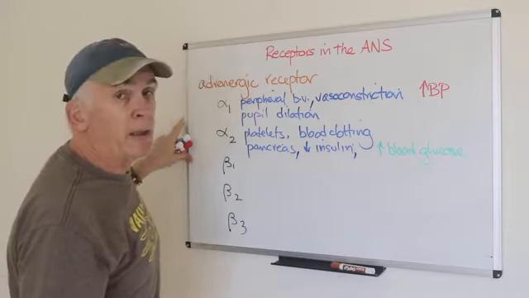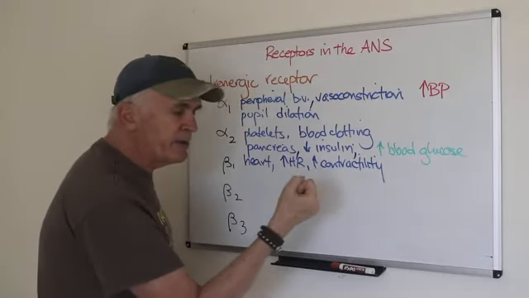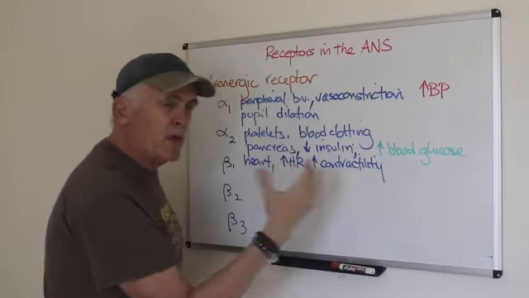So, and then beta-1s. Where are beta-1s found? A couple different places here. So beta-1s are found in the heart. And what they do is they increase heart rate, they make your heart beat faster, and they also increase contractility. Contractility is how forcefully your heart beats. In other words, your heart can just kind of squeeze gently, or your heart can really squeeze hard. The harder your heart squeezes, the more blood it squeezes out.